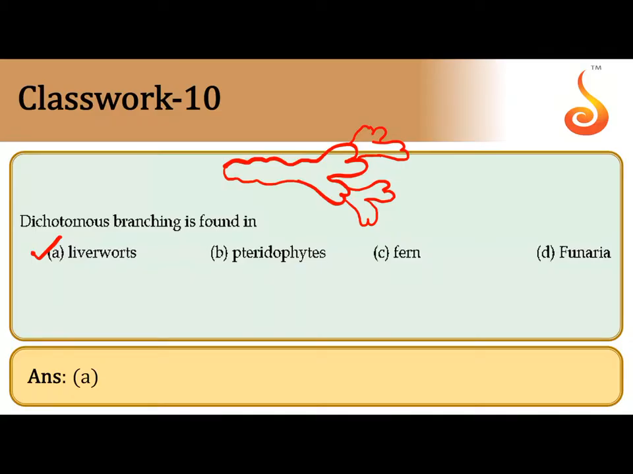This is a characteristic of the prostrate thallus. Notice that this plant body is not differentiated into a root, a stem or a leaf, and it grows horizontally on the surface of the ground, and that's why we say it is a prostrate thallus. Is seen in the case of liverworts. The examples for liverworts are Riccia and Marchantia.